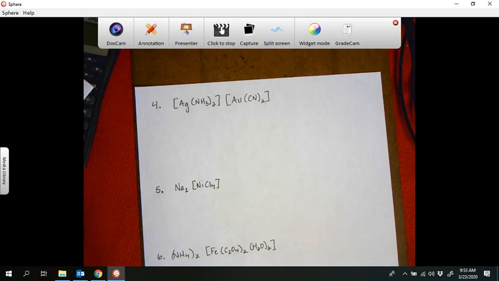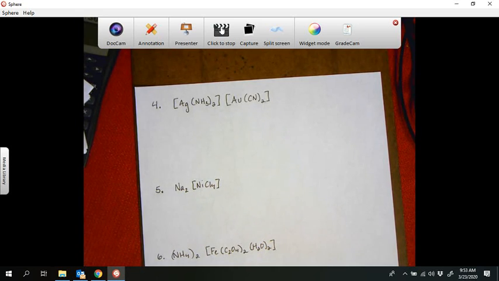This is Lesson 3, Video 3 in Coordination Chemistry for Chemistry 3. In the last video, we looked at examples 1, 2, and 3 for how to name complex compounds. So number 4 actually has two complex ions, a cation and an anion. So this is quite possible.